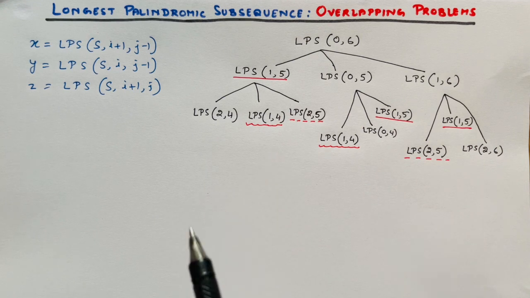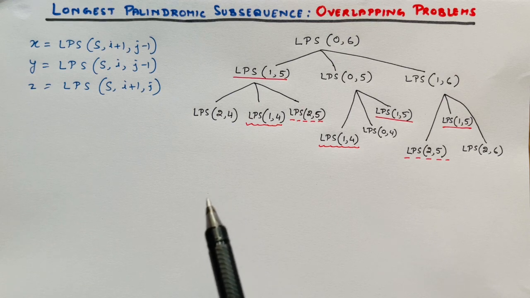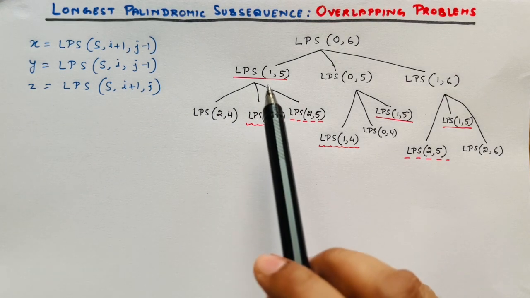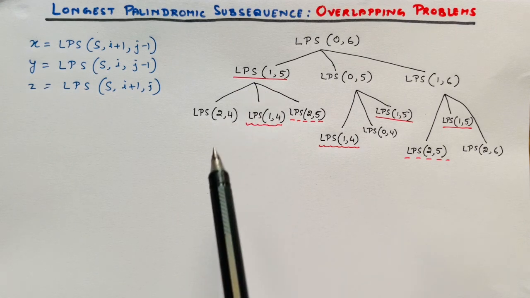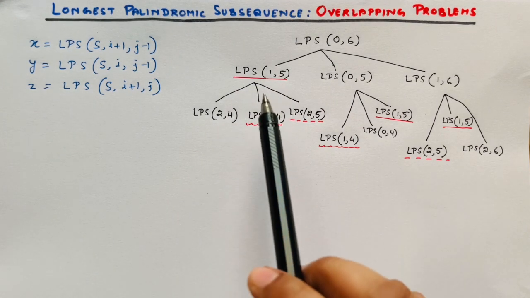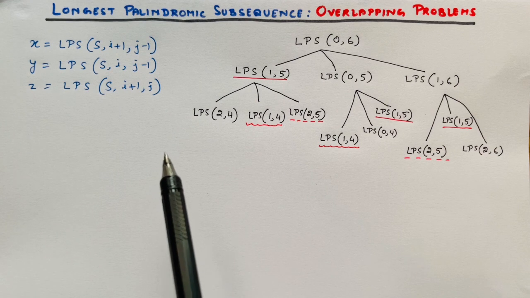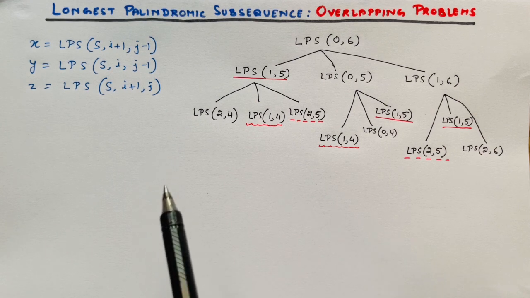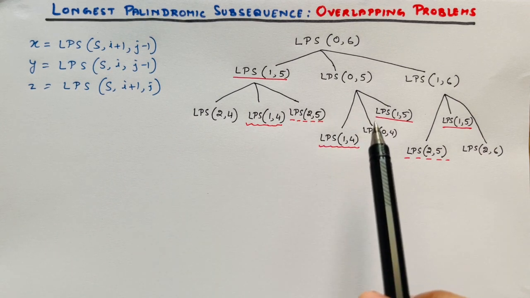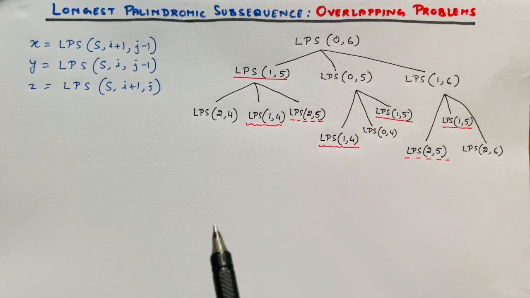We have to solve this problem. How do we solve it? We can simply do one thing. Whenever we encounter one input, for example, we encountered 1, 5, we solve it and we store its answer somewhere, like in a map. And when we encounter the same input again, then we don't solve it completely.